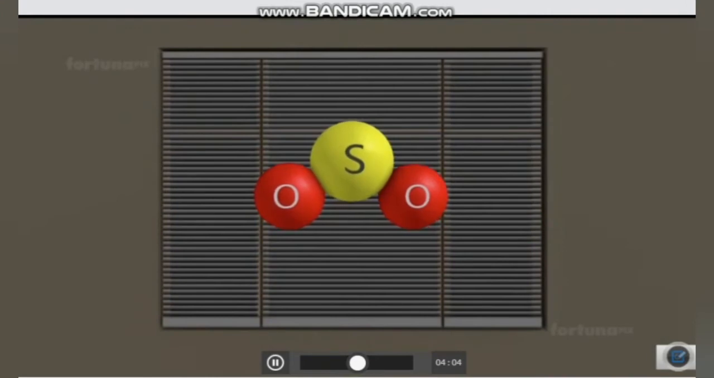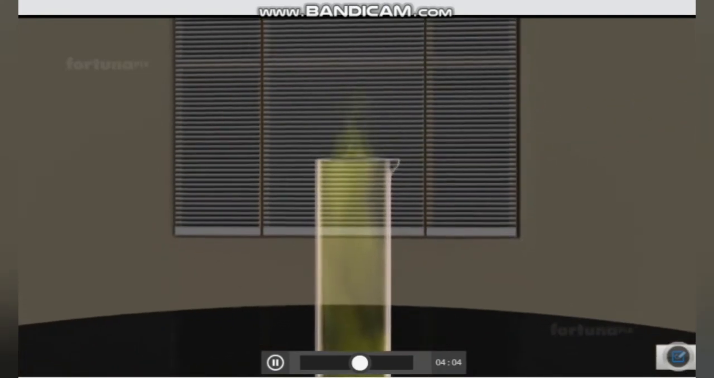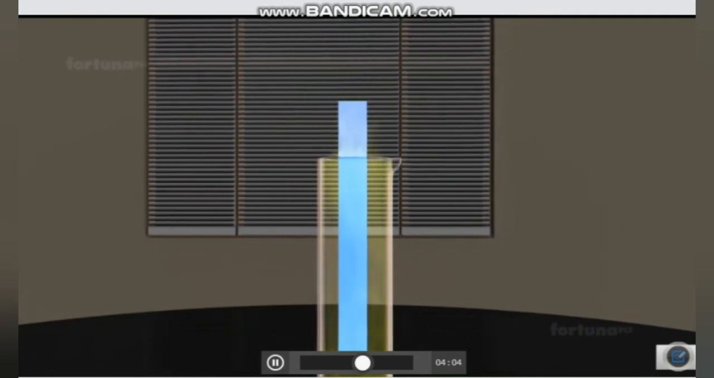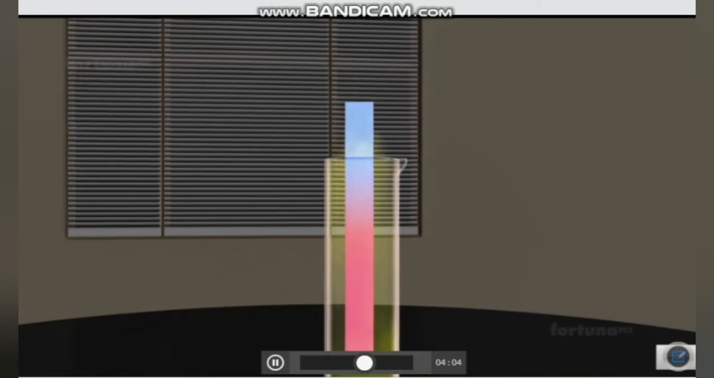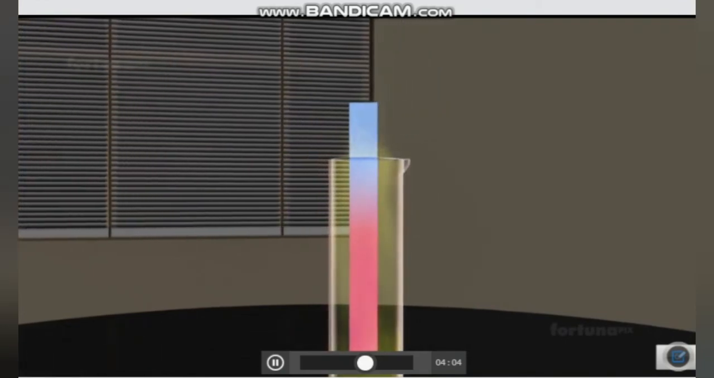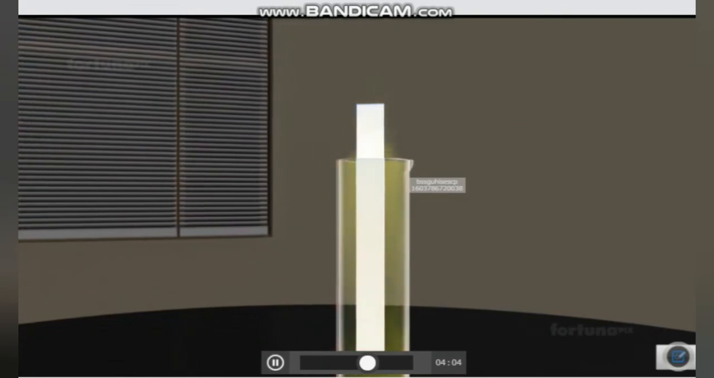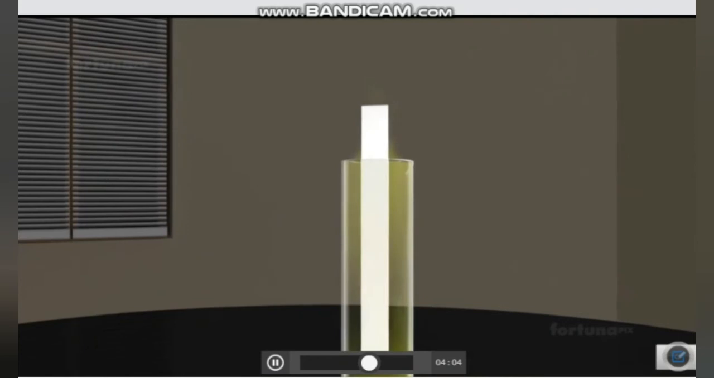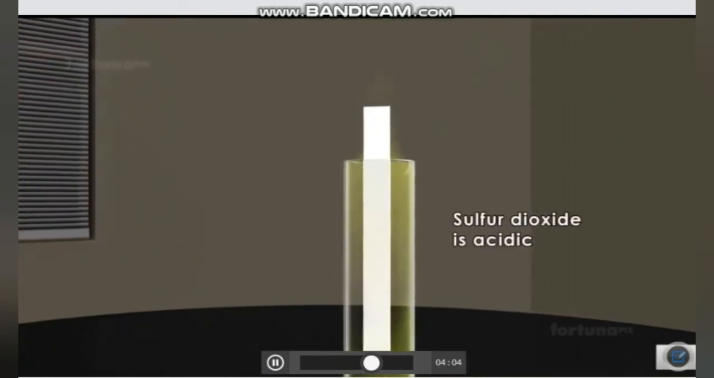Let's check the pH of sulfur dioxide. Once again, using the jar filled with sulfur dioxide, we will insert a moist blue litmus paper. The gas will turn the blue litmus red. If we leave the paper in the jar for an extended period, the paper will turn white, with the gas having bleached the paper. This reaction shows that sulfur dioxide is acidic.